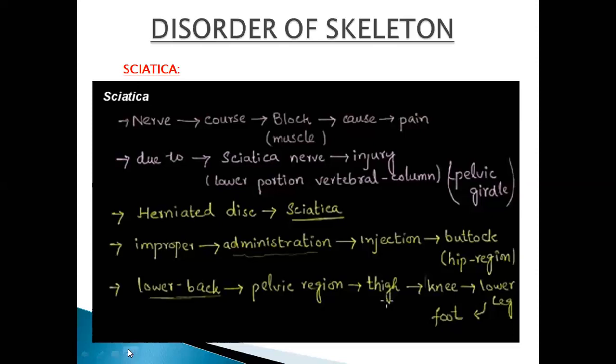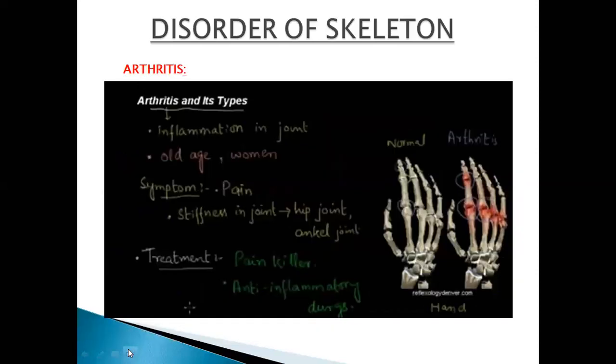Next to it is arthritis. You are familiar with arthritis very well. What is arthritis? It is an inflammation or degeneration disease that damages joints. Basically, you can say it is the inflammation of the joints, known as arthritis. Basically, it occurs in old age women.